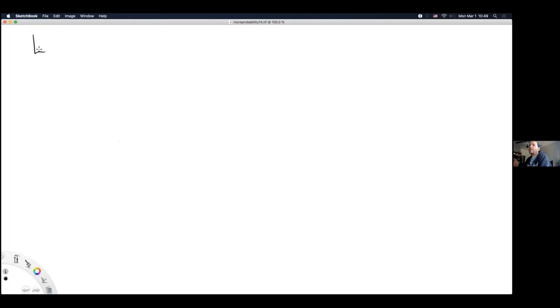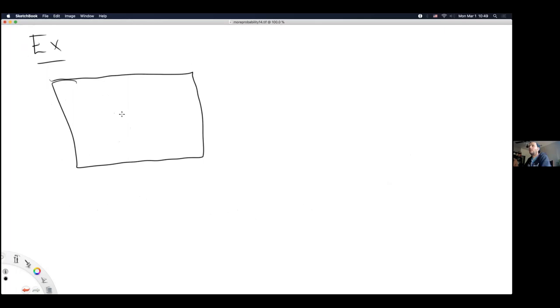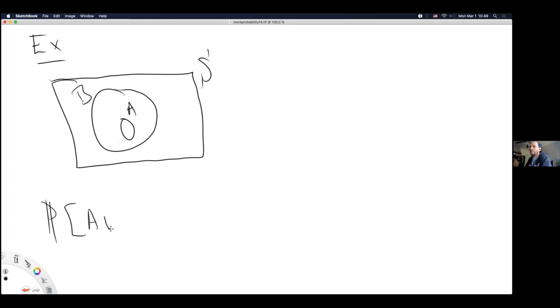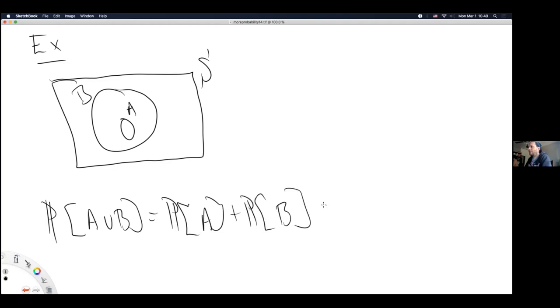Let's try another example. Oh, wait, I start with the picture first. That's the way my examples should go. What if we had complete subsets? So in this case, what is their intersection equal to? Just the probability of A, right? Perfect. And since B is a subset of the sample space, this is not equal to one.